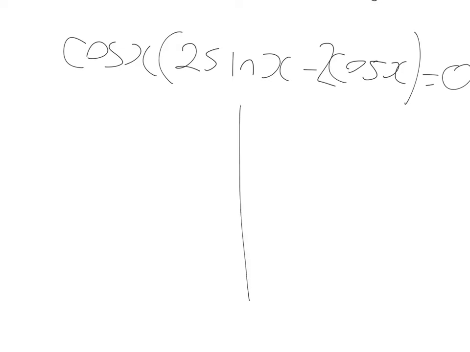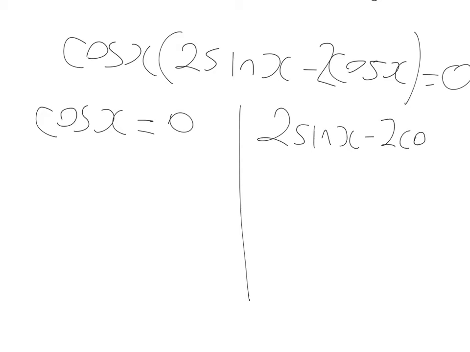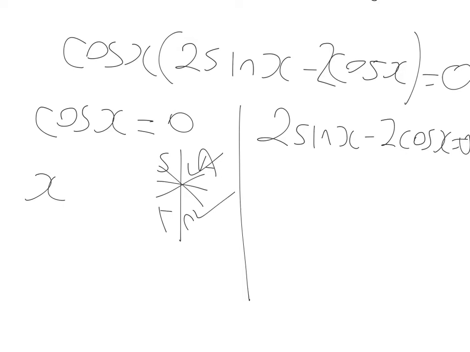So line down the page, and I've got two trig equations. The first one is cos x is equal to 0, and the second one is 2 sin x minus 2 cos x is equal to 0. So I'm going to tackle the one on the left first of all. So get my cast diagram down, and I'm going to be in the cosine quadrant.